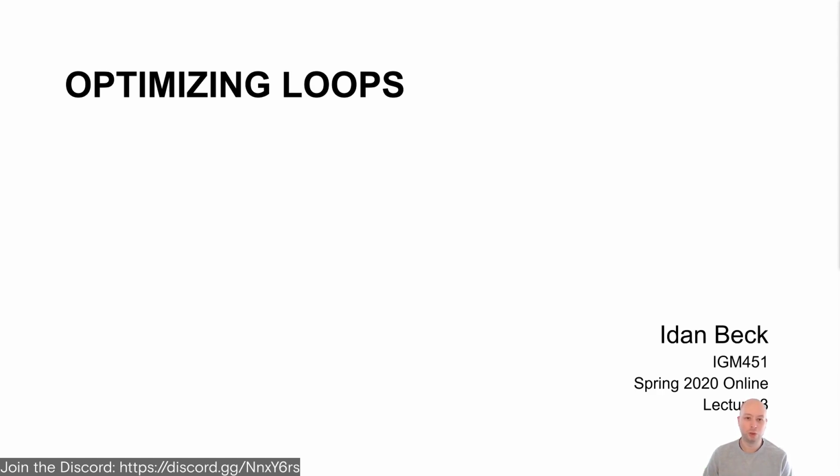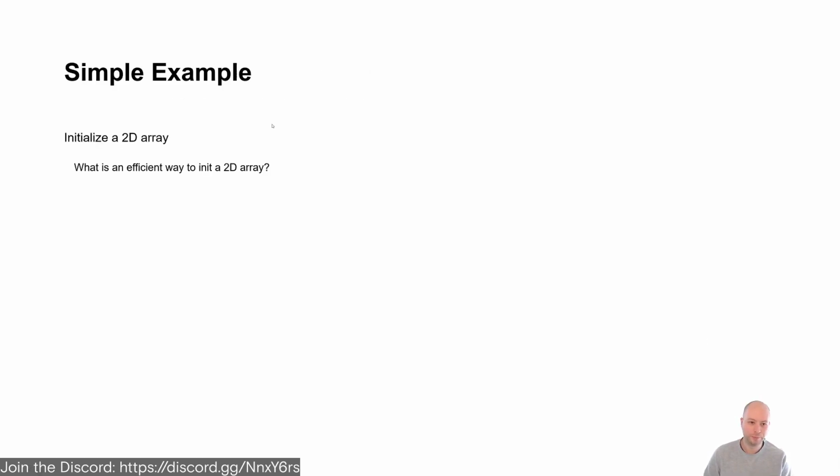The humble for loop, for example, that we've probably written hundreds of times at this point. Or thousands or millions, probably way more than 100. But yeah, let's get into it. Let's take a very simple example. This is something you've probably done many times, and this is to initialize a 2D array.